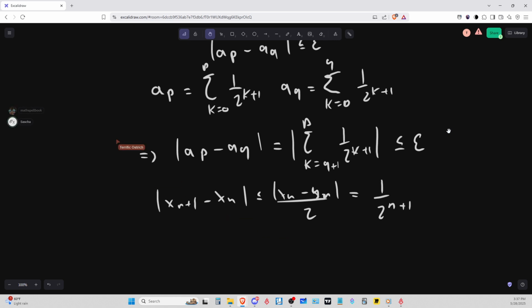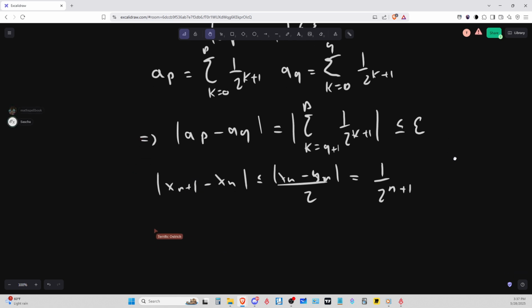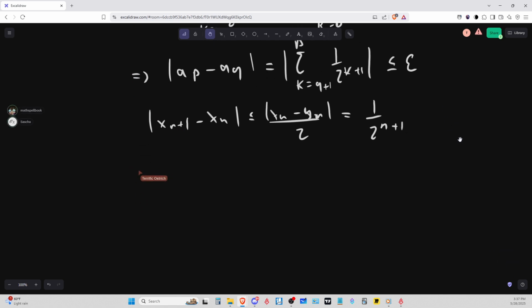Okay, we're really close now. Here I might also have to add a little plus 1 at some point, but let's forget about that. So let p and q be bigger than big N, the same big N that we used for the Cauchy.